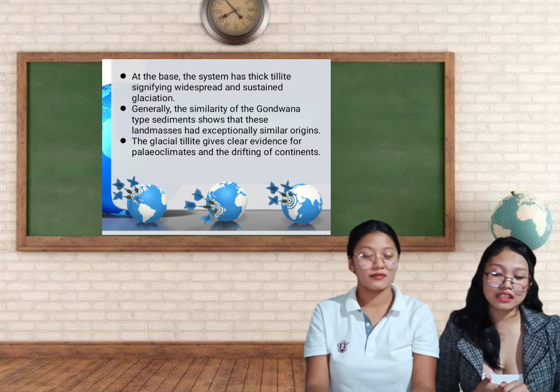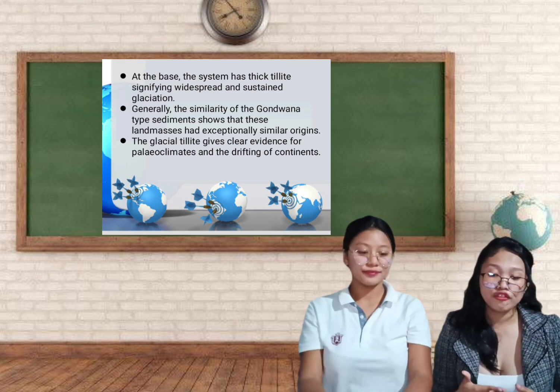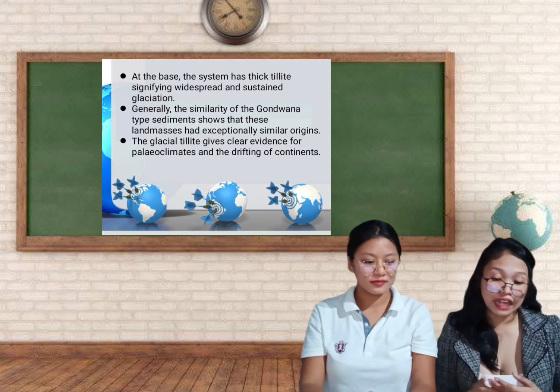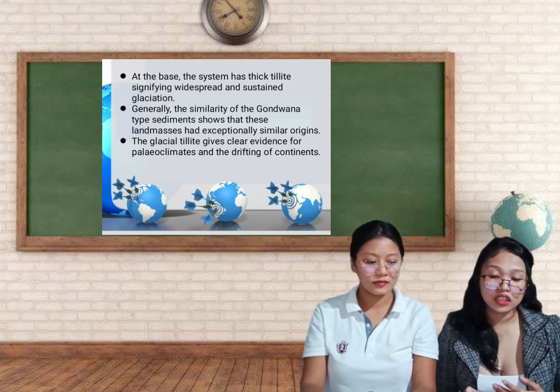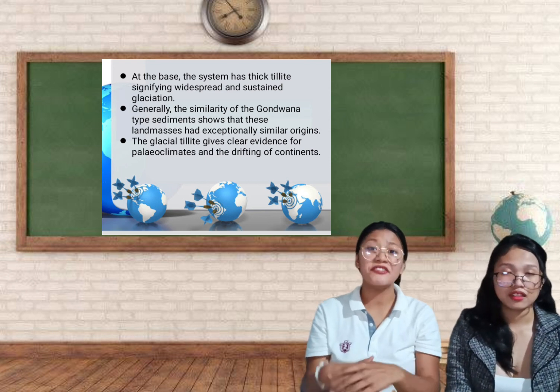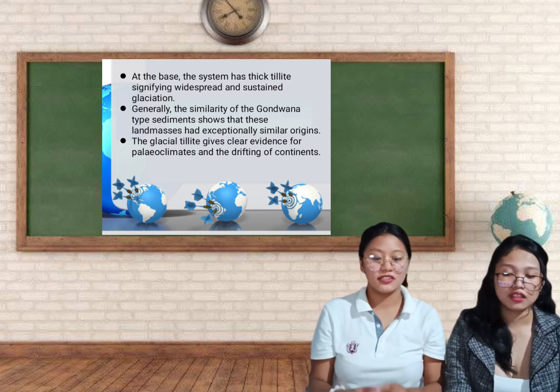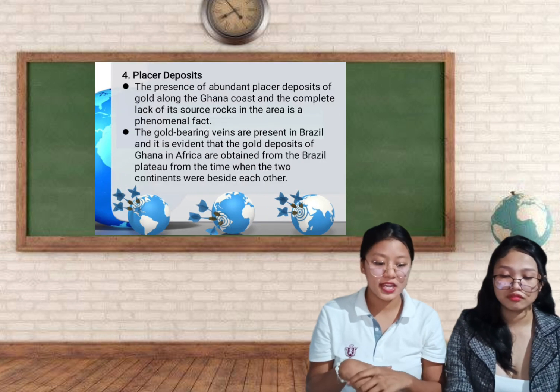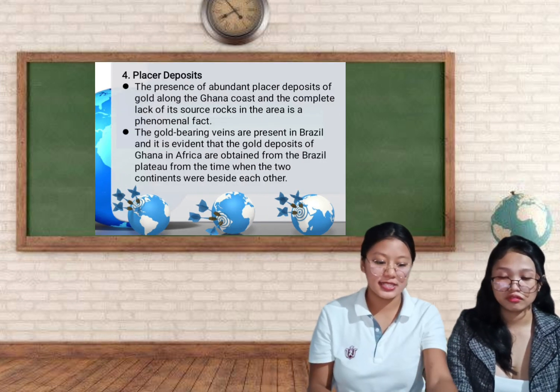So the glacial tillite gives clear evidence for palaeoclimates and the drifting of continents. See? That's how the evidences support the Continental Drift Theory.